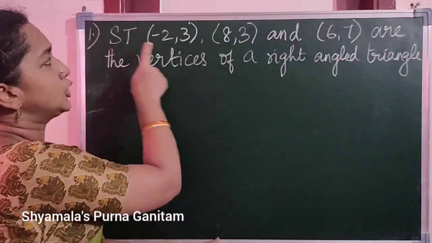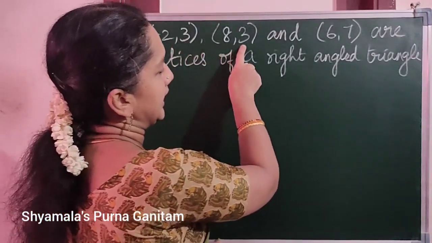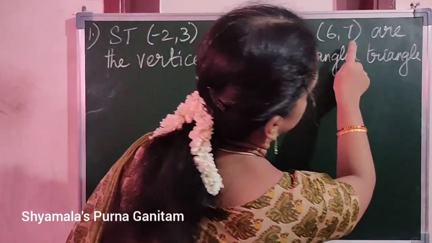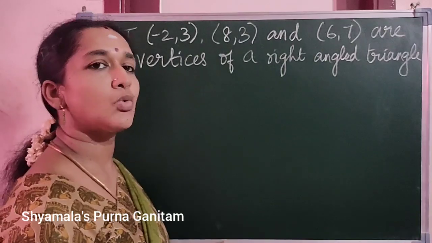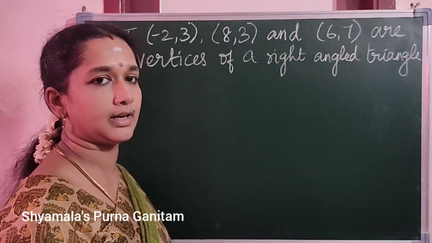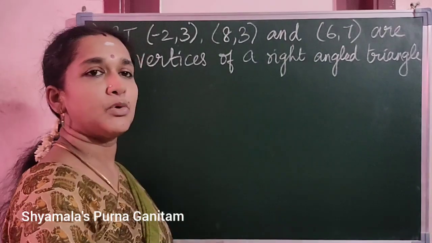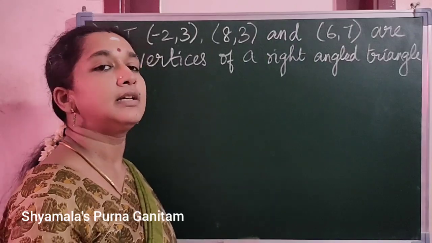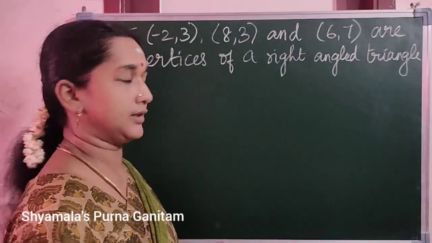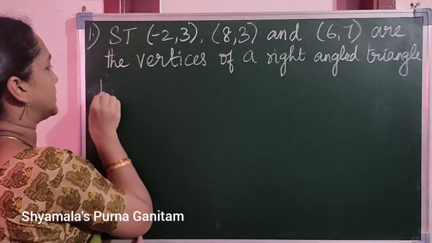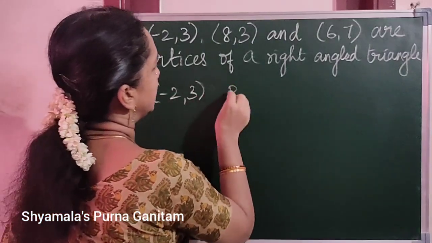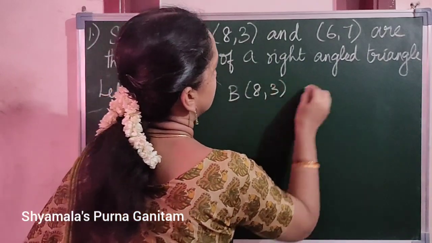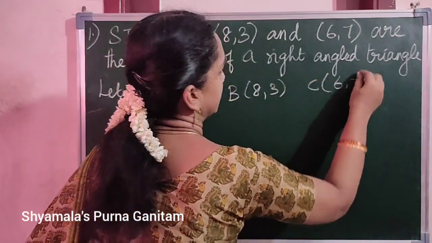First sum: show that (-2, 3), (8, 3) and (6, 7) are the vertices of a right angle triangle. What is the condition I told for a right angle triangle? The sum of the squares of any two sides is equal to the square of the third side. We will check this now. Let A be (-2, 3), B (8, 3), C (6, 7).